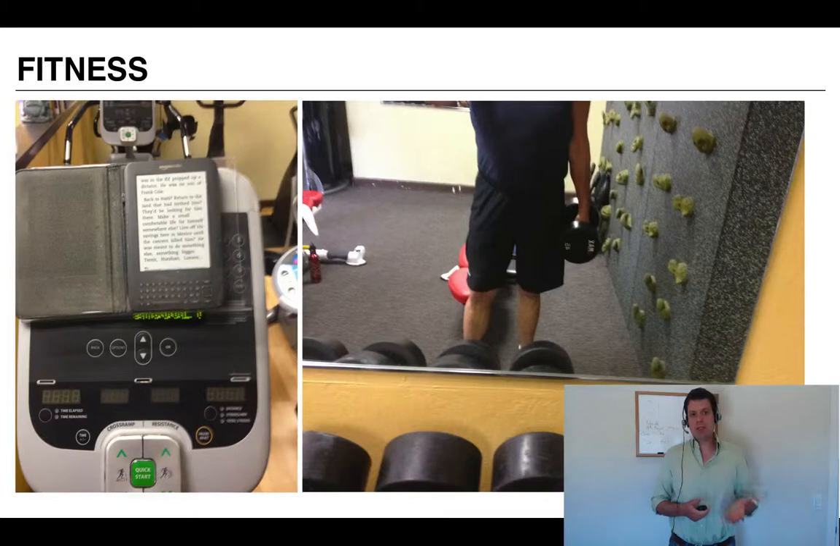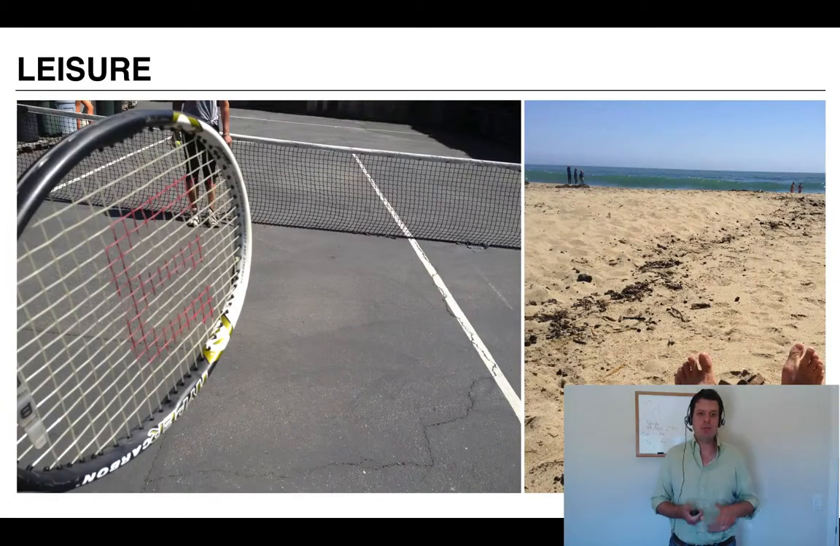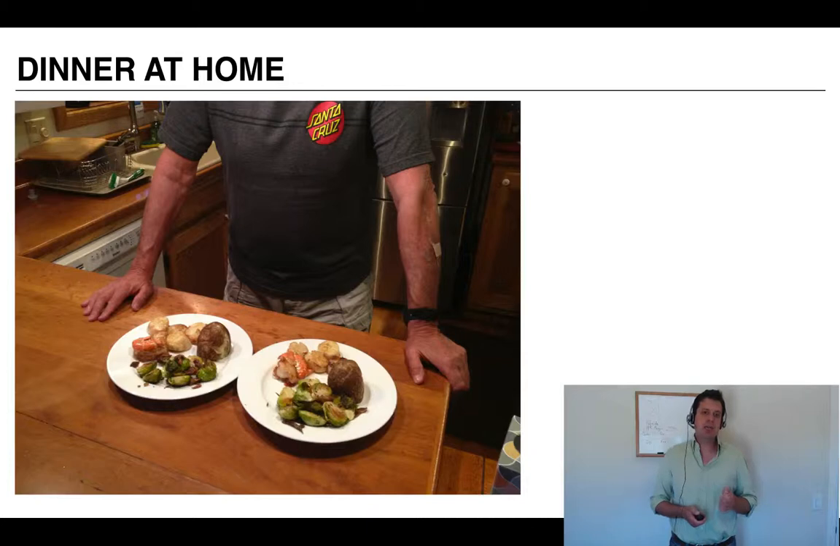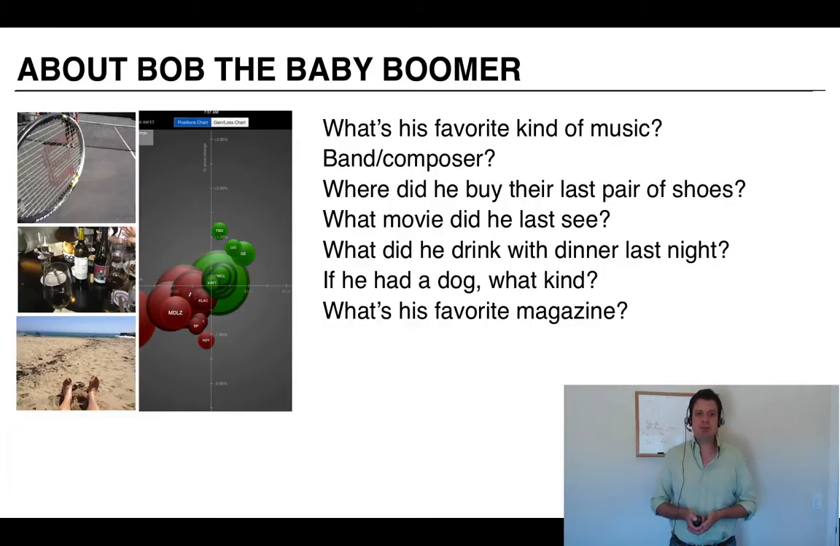He does a fairly structured workout routine so he can stay healthy and prolong both his life and the quality of his life. Spends a lot of time playing tennis, hanging out at the beach. He understands how to relax, especially at this point. And then he'll usually prepare dinner at home for him and his wife.